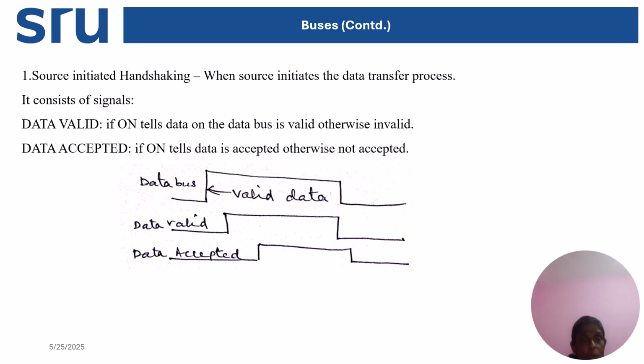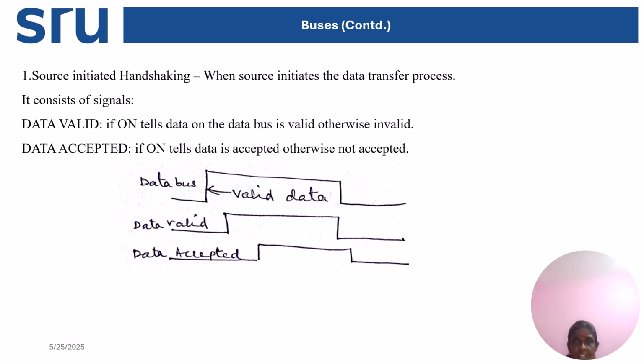Next one: the problem is solved by using the strobe signal together with handshaking. What are the types of handshaking? In the case of strobe signal we have two cases, source initiated and destination initiated. In the same way, handshaking also has source-initiated handshaking and destination-initiated handshaking.